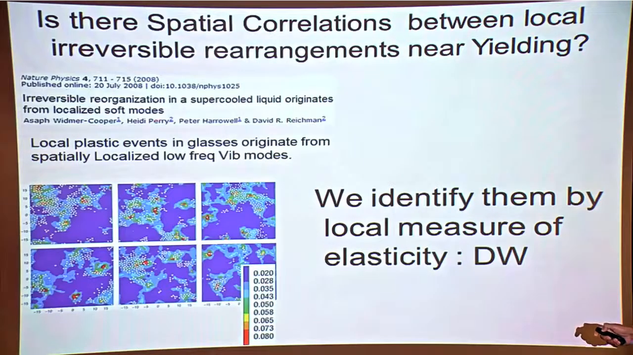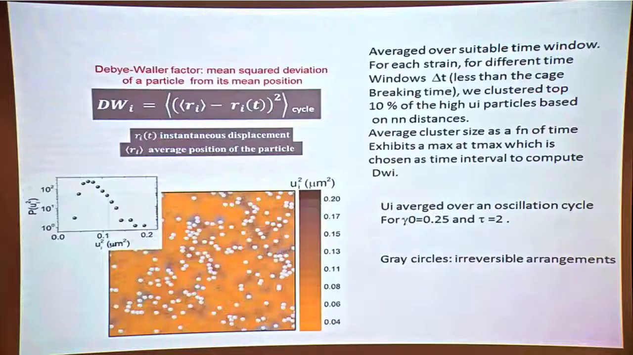And we were guided by this paper, which talks of irreversible reorganization in a supercooled liquid originating from localized soft modes. So the point is, where you have the soft modes in that region, there they see in the simulation irreversible particles. We cannot measure these soft mode frequencies in our experiment. So we took a jump and said we will identify these local soft mode regions by a local measure of elasticity, by defining a Debye-Waller factor for each particle, which is something we know how to do.